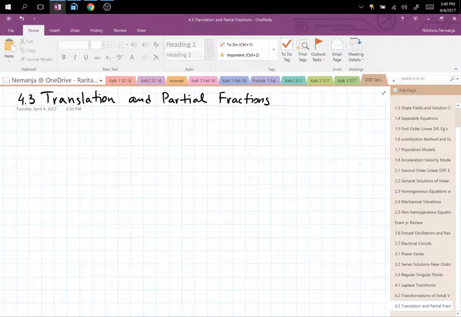Hello and welcome back to differential equations on this glorious, what's today, Tuesday afternoon. We are continuing our exploration of Laplace transforms, and today 4.3 translation and partial fractions, more of the same, right?